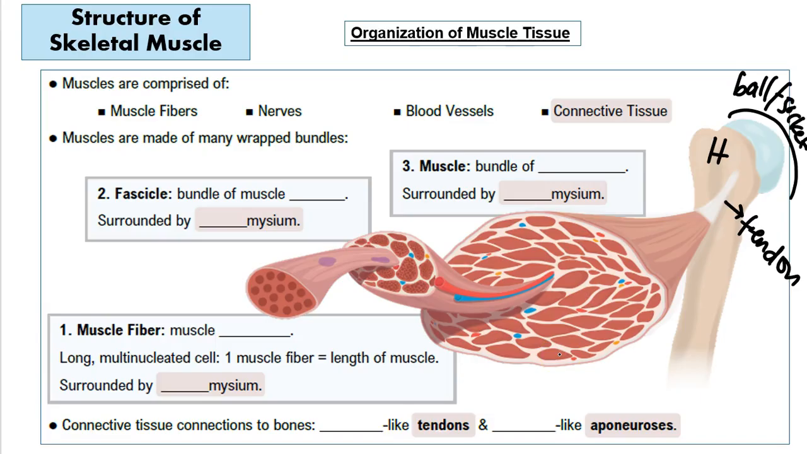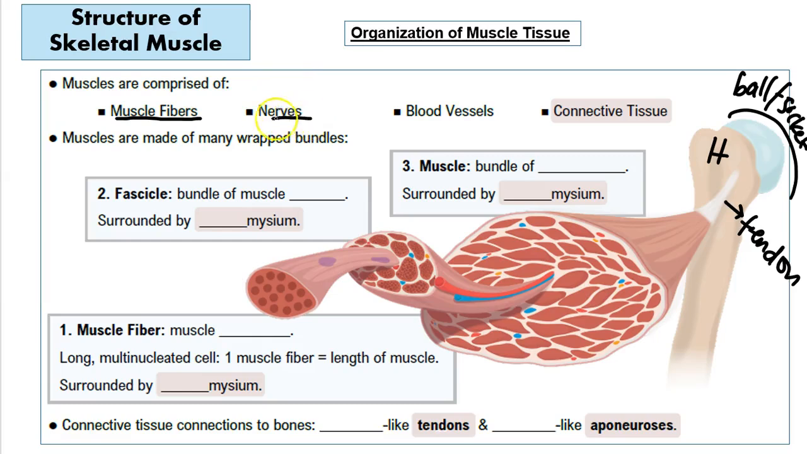But what are muscles comprised of? First, they're made of muscle cells, which are also called muscle fibers. A lot of times you'll see us say fibers, but you could also say muscle cell. And these muscle fibers are going to make up the bulk of the muscle itself.